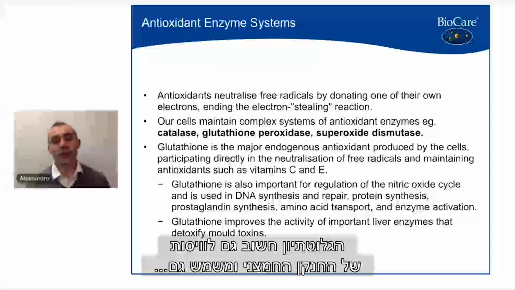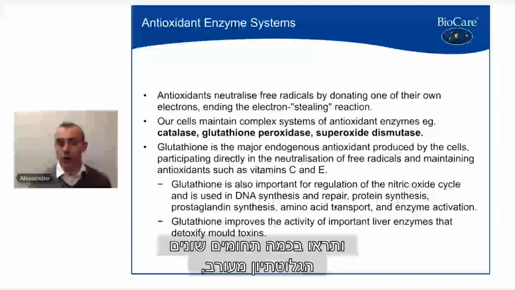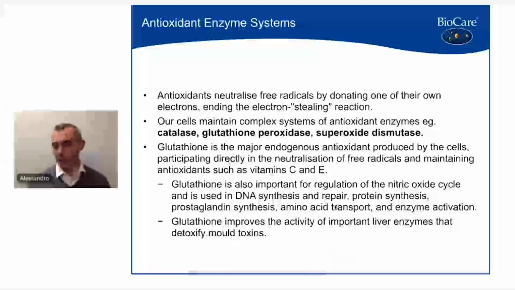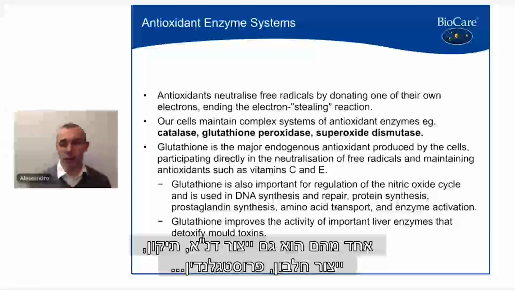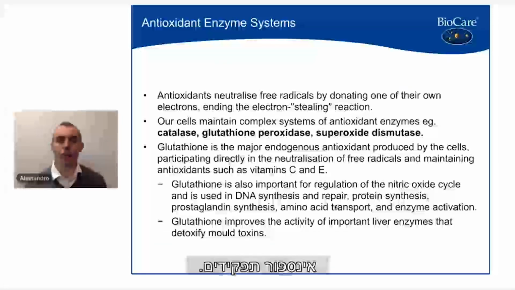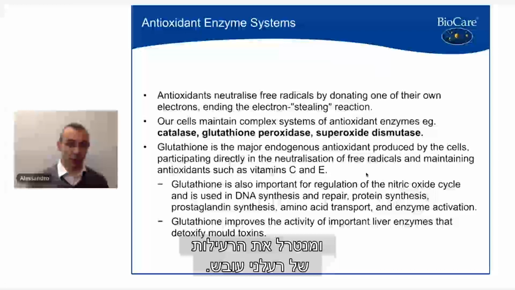Now, glutathione is also important for regulation of nitric oxide. If you look at a pathway planner and you look at how many different areas glutathione is involved in the cycle, or also recycling other components, one of them is also DNA synthesis, repair, protein synthesis, prostaglandins, endless function. So glutathione improves the activity of important liver enzymes. They also detoxify more toxins.